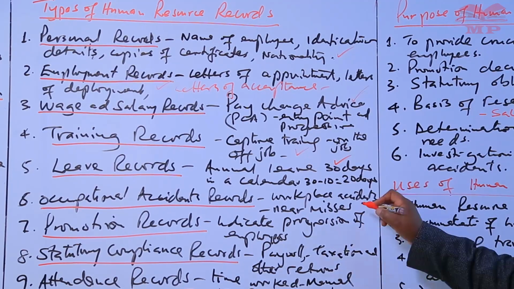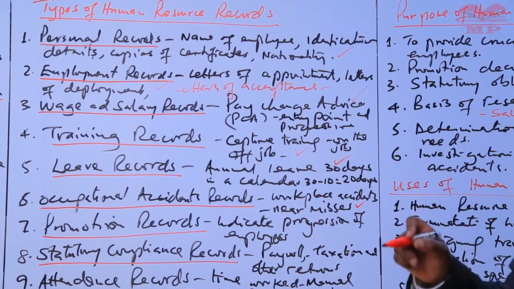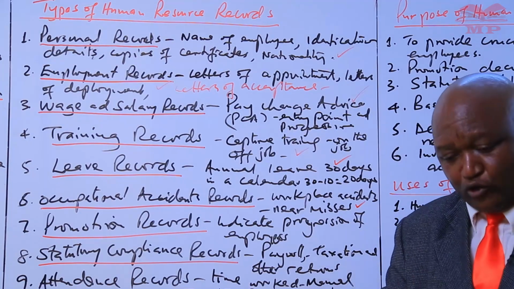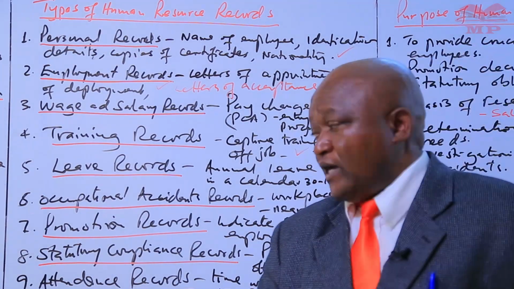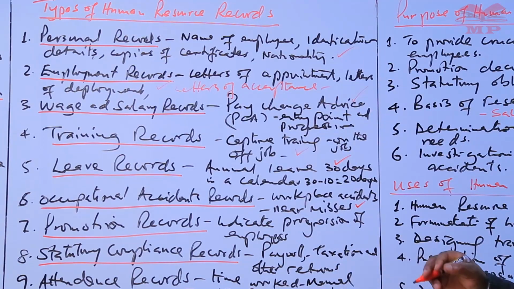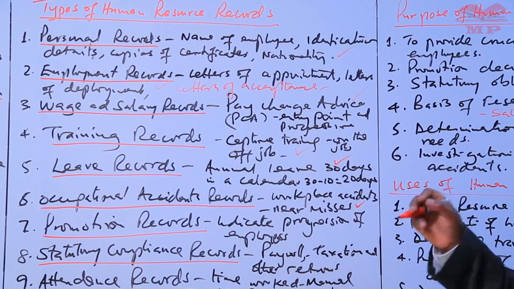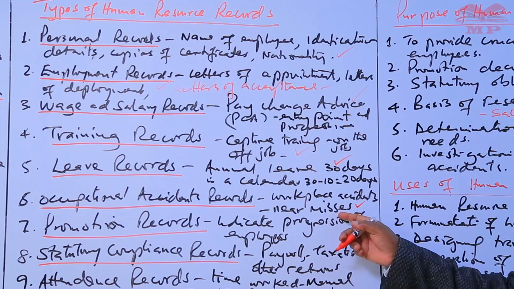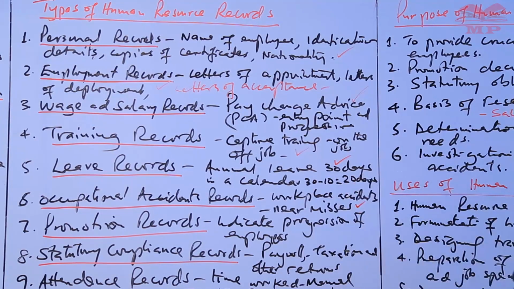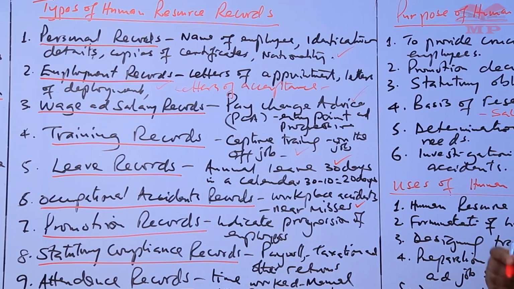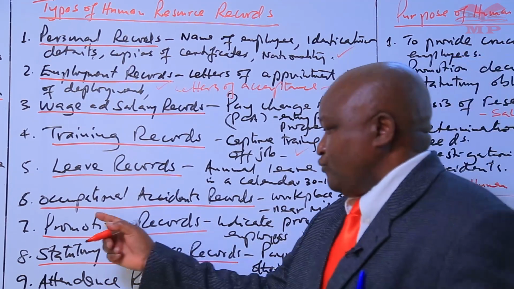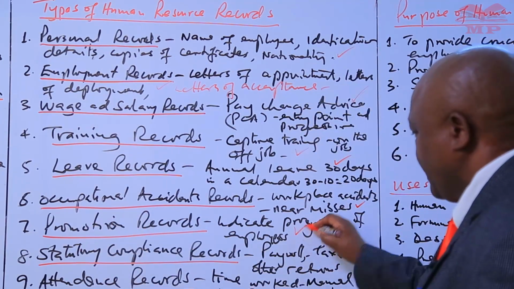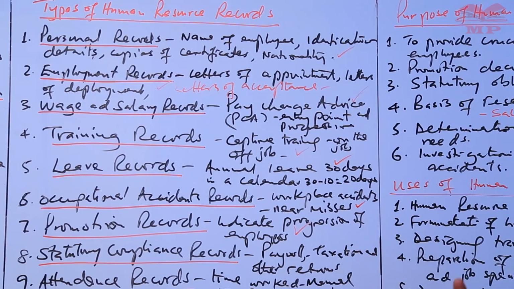Then number 6, we have looked at occupational accident records. And organizations are expected by law, as we have indicated, according to the Occupational Safety and Health Act of 2007, to maintain records of workplace accidents and even near misses. So an organization may also maintain occupational accident records. And number 7, we have talked about promotion records. These ones indicate the progression of employees in terms of their career and so on.